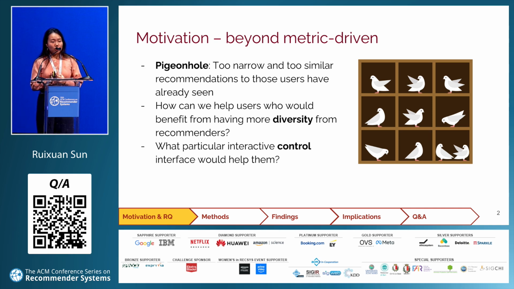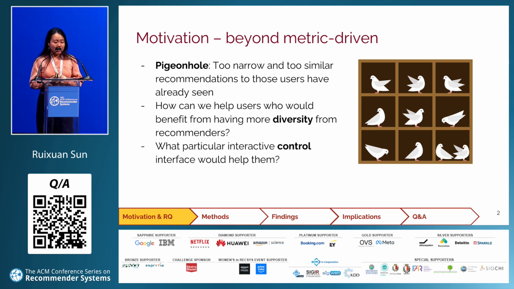The motivation for this project actually comes from my HCI background. So we want to understand the problem of user exploration from beyond metric-driven aspects. Pigeonholing is a pretty common phenomenon in recommender systems, which means users get too narrow or too similar recommendations to those they have already seen. I think some other terms for that are filter bubbles or echo chambers, describing similar events.